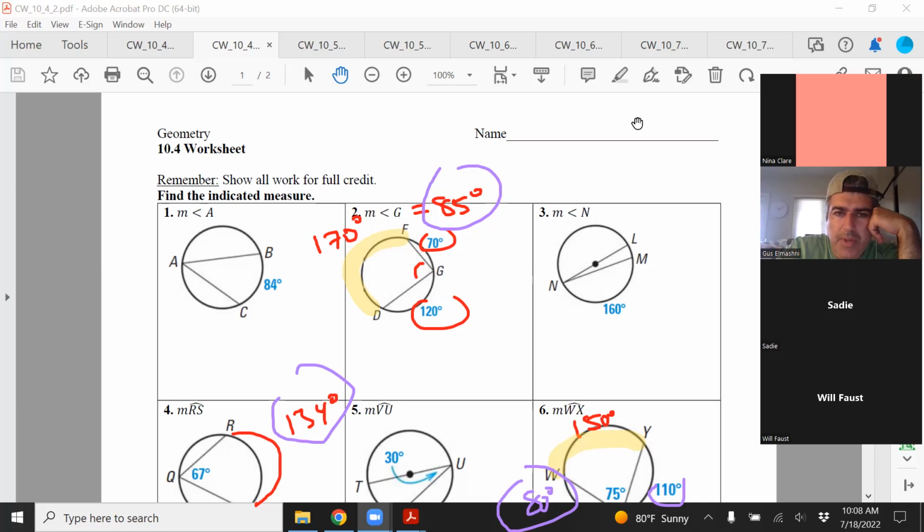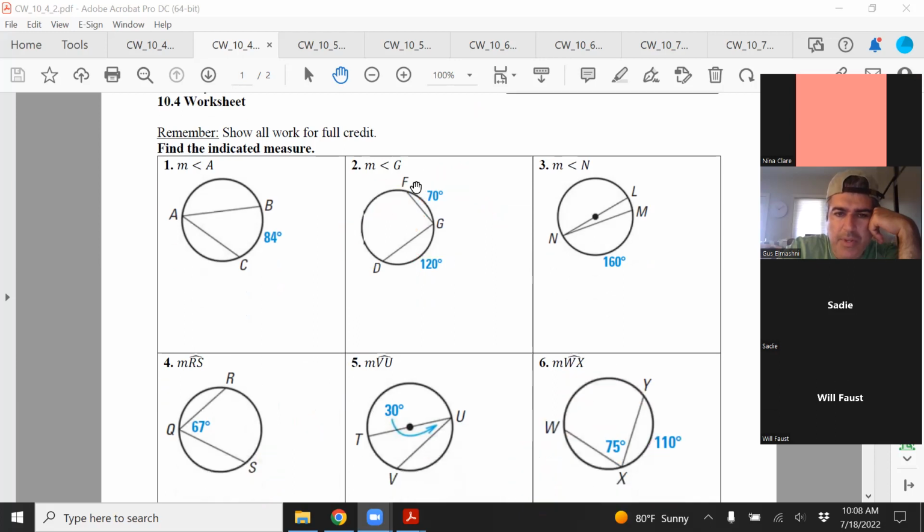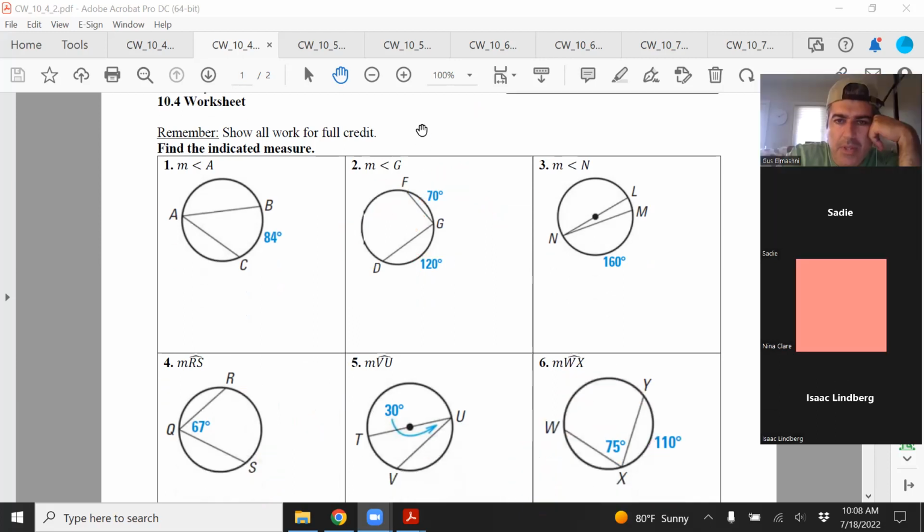Let me reposition my screen because some of the corners are hidden. Okay, so yeah, let's do this again. So you see how those add up to 190, right? So then we need to figure out what that's going to be. So what do all the arcs have to add up to? 360, right? And these two add up to 190.